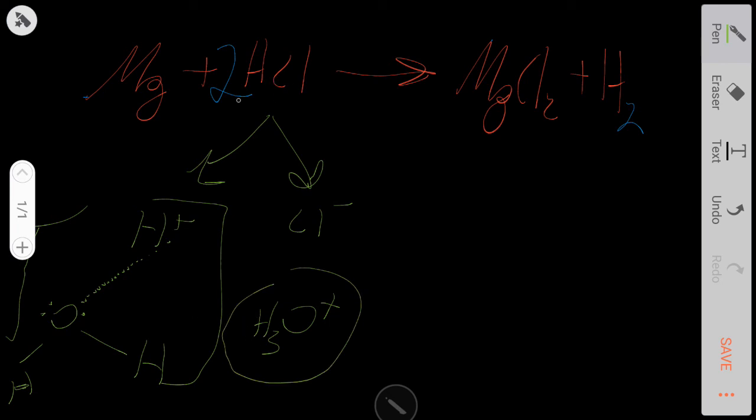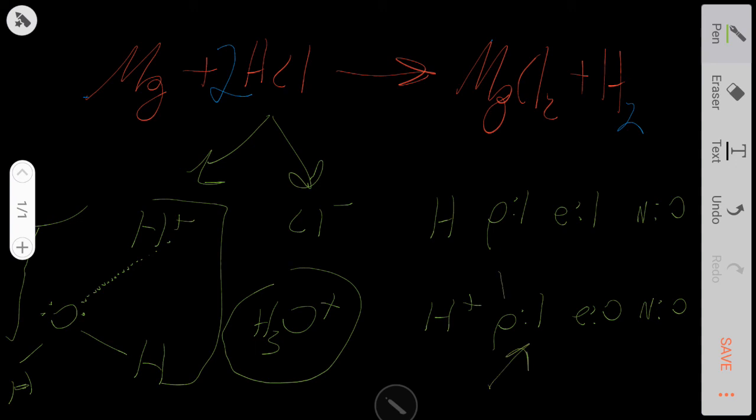Cool? If I look at HCl, I was only able to make 1 H plus. Let's look at that a little bit more. What exactly is H plus? If I look at just regular hydrogen, it has 1 proton, 1 electron, and 0 neutrons. If I look at H plus, that plus means that I lost an electron. So it means it's 1 proton, 0 electrons, and 0 neutrons. So what exactly is H plus? It is just a proton. That's all it is.